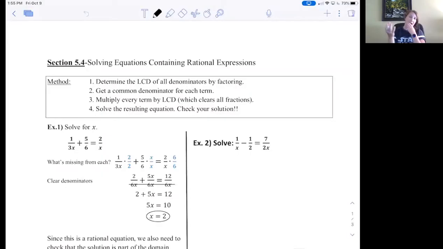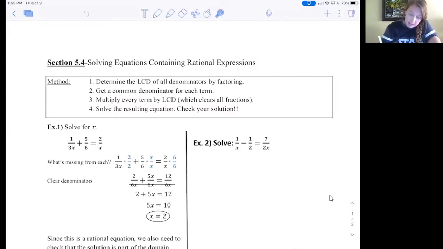Okay, so this is 4.4 that we're going over. What it is, we're just solving equations that have rational expressions, so that have fractions in them. So all you do here is you just find a common denominator for all of them.